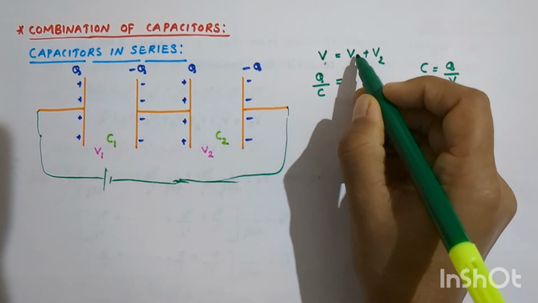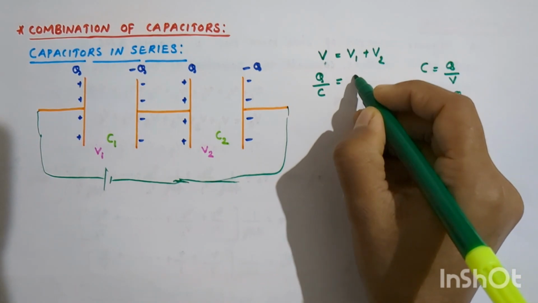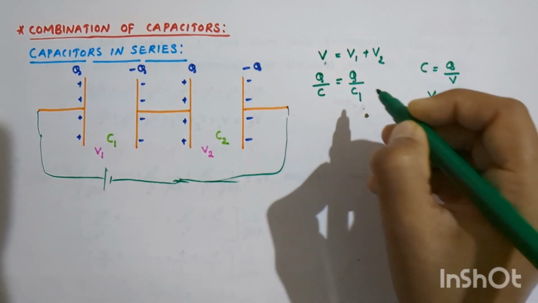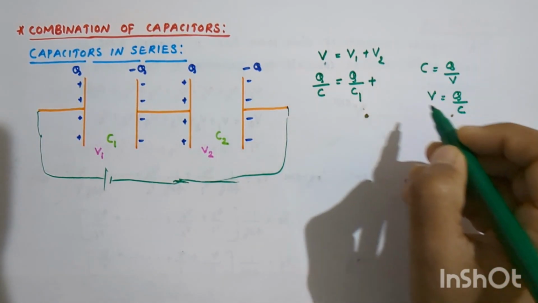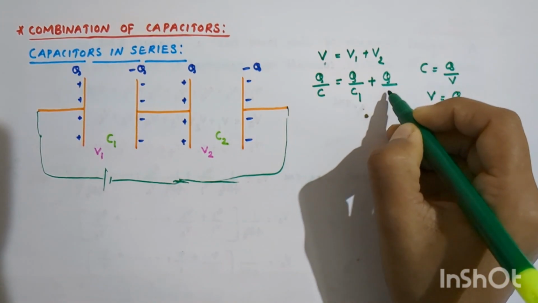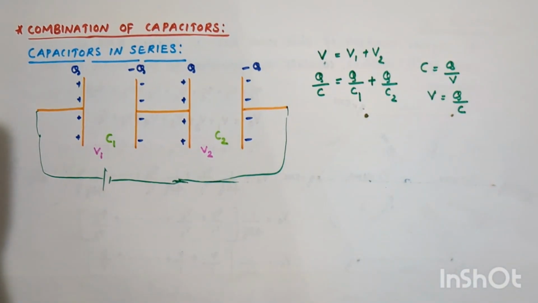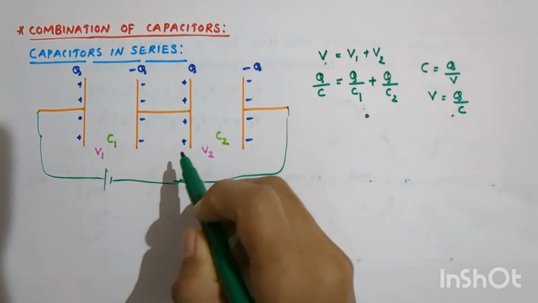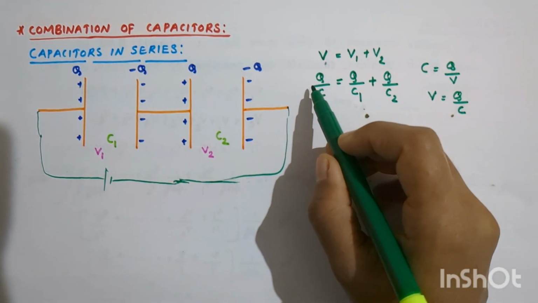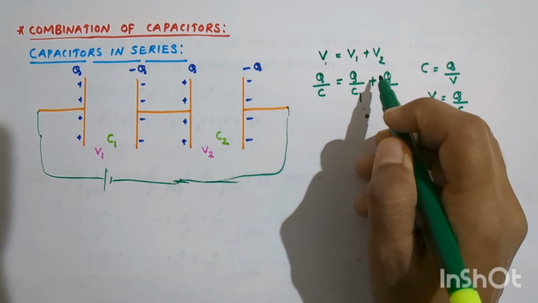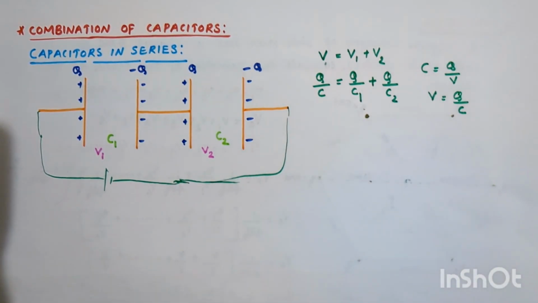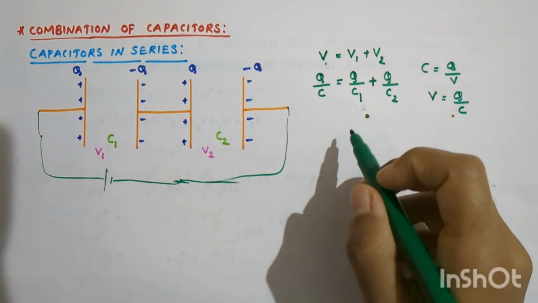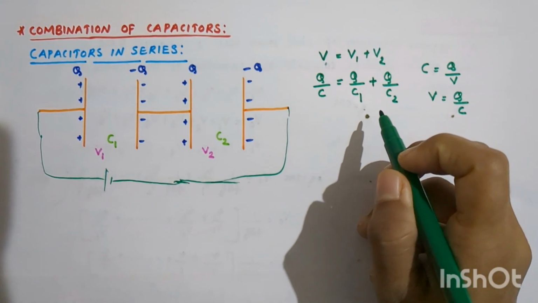This is equal to V1, which can be written as Q divided by the capacitance of the first capacitor, plus V2, which can be written as Q divided by the capacitance of the second capacitor. When capacitors are connected in series, the charge across the combination is the same as the charge on each capacitor. That is why we are taking Q in all the terms, instead of taking Q1, Q2, Q3, etc.